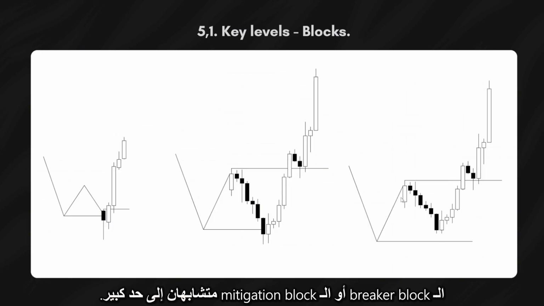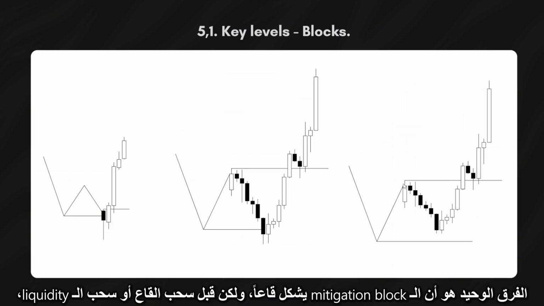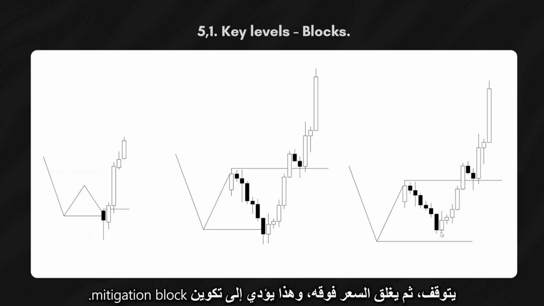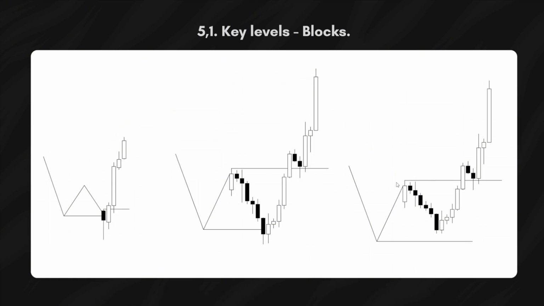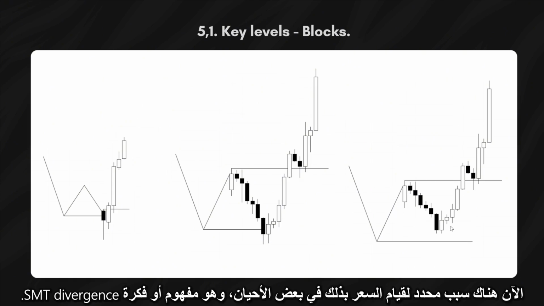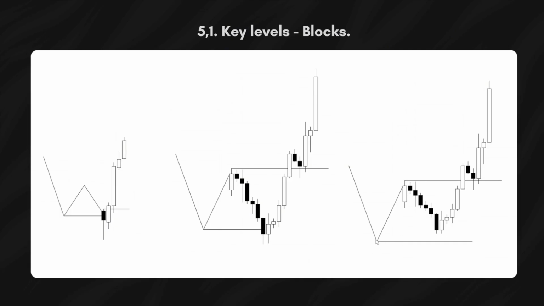Now breaker block and mitigation block are pretty much the same. The only difference is that a mitigation block forms a low, but just before taking out the low or taking out liquidity or purchasing liquidity, it stops and then price closes above it, and then it leads to the formation of a mitigation block. Now there is a specific reason for why price does that sometimes, and that is the concept or the idea of SMT divergence.